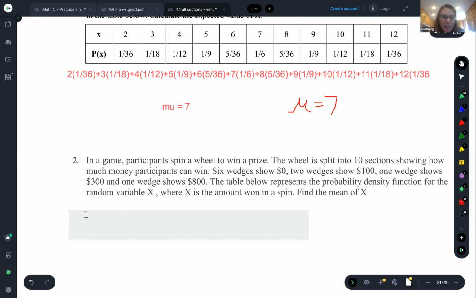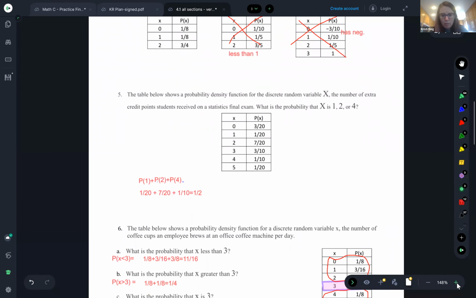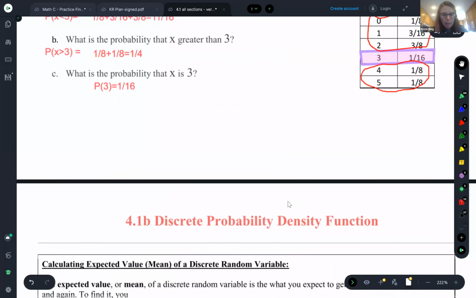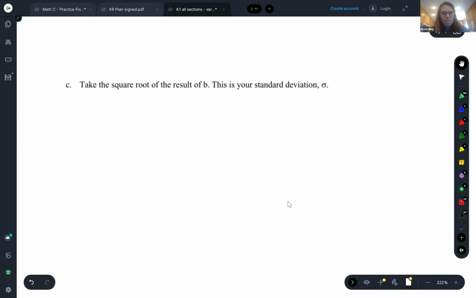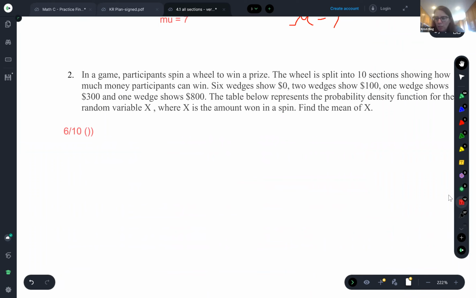Now, there's 10 sections. 6 out of 10 of those sections pay me $0. Oops. Oh gosh. Oh no, what did I zoom? 6 of those sections gave me $0. Where was I? My goodness. Okay. We're just going to hit Control Z. Haha. Okay, start fresh.